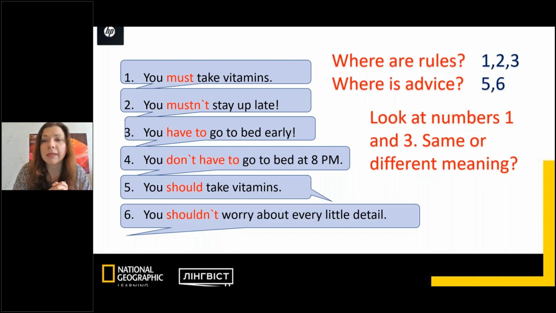Good. Look at number 1. Of course, here we have vitamins and go to bed early. But the function of this sentence, is it the same or different? Like, can I say you have to take vitamins? Will it have the same meaning? Or you must go to bed early? Will it have the same meaning? So same or different? You need to write me same or different. I will wait for more people to answer.